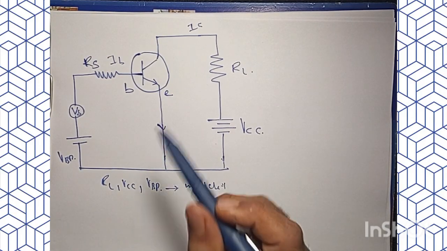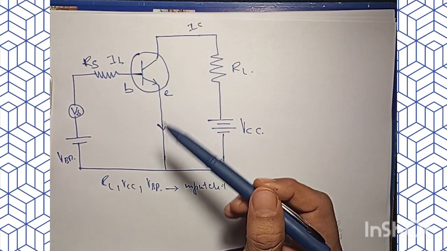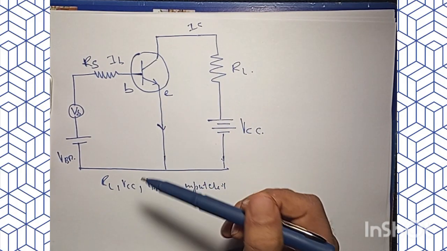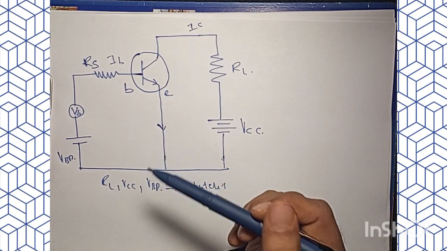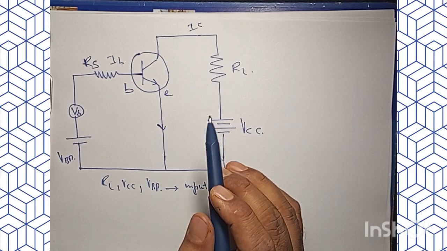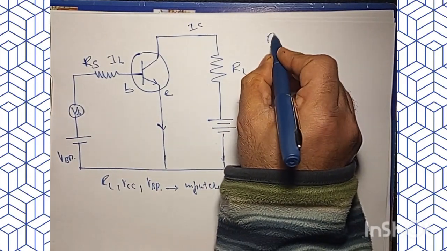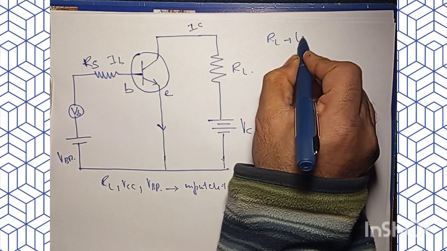Now, what we want is to determine the input resistance, the voltage gain, the current gain, and the power gain, with the aid of these equivalent circuits with load resistance.